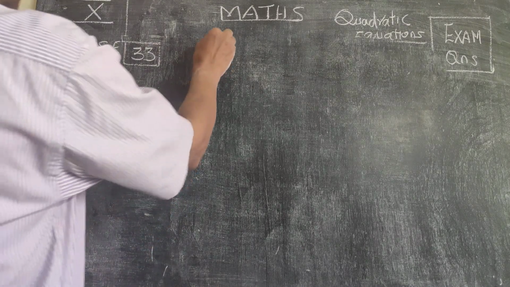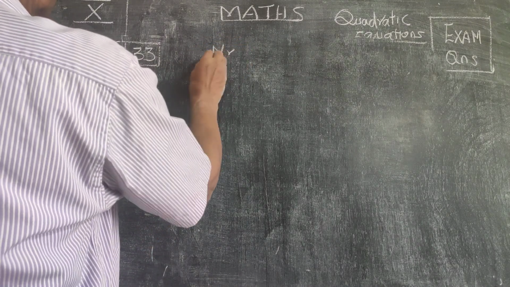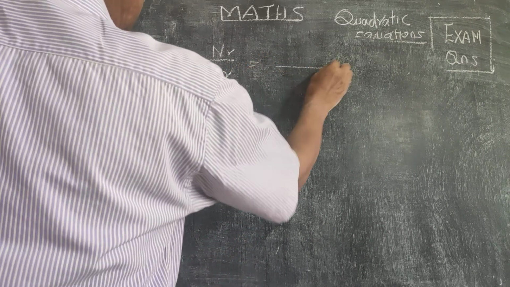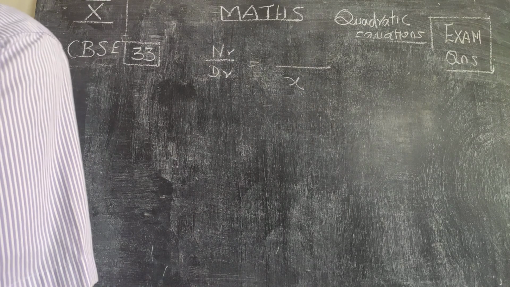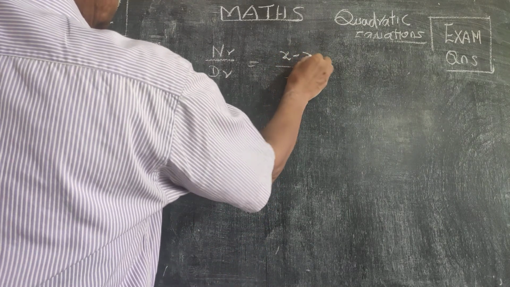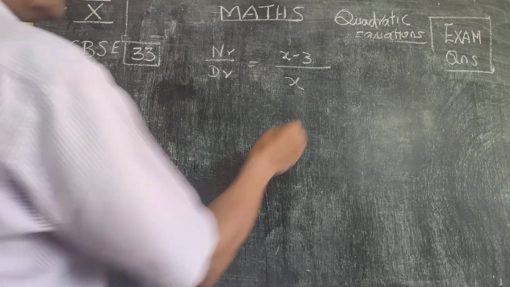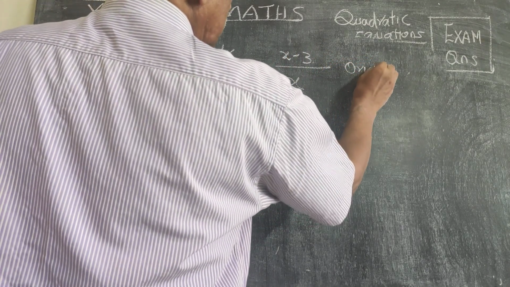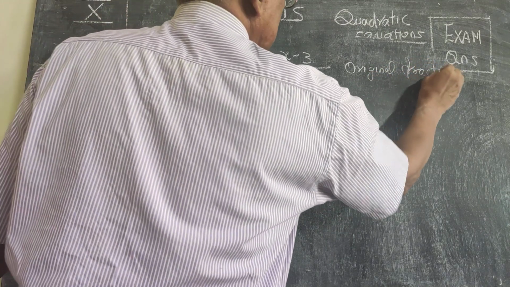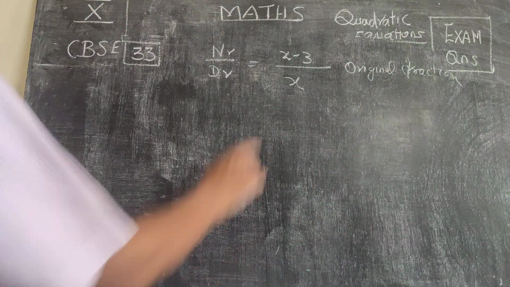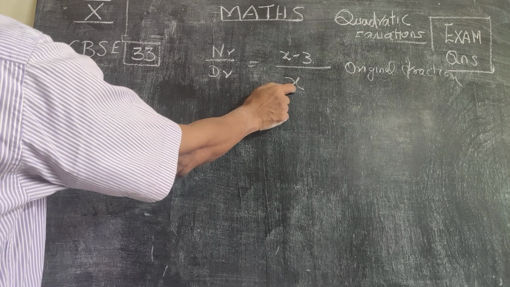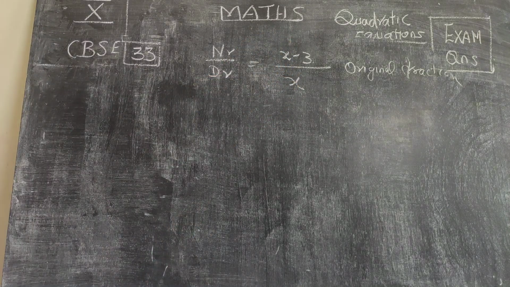A fraction will be something in numerator by denominator. If you are assuming the denominator as x, according to the problem, the numerator is 3 less than the denominator. So, this is the original fraction. The numerator is less than the denominator, so if you assume the denominator x, the numerator will be x minus 3.